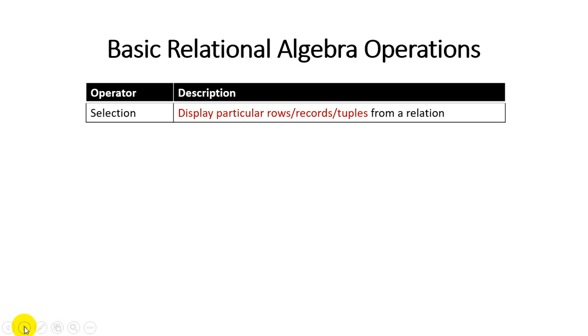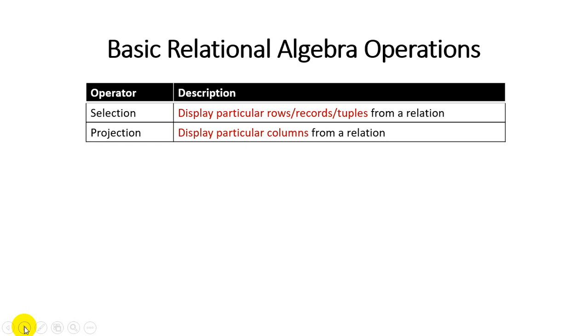You know very well, whenever we use the word tuple, we are talking about a row or record, because as per the previous lecture, we mentioned terms like tuple, relation, degree, and all the things which are part of the basic fundamental relational algebra operations. The second operation is the projection operation. In a projection operation, we display particular columns from a relation.